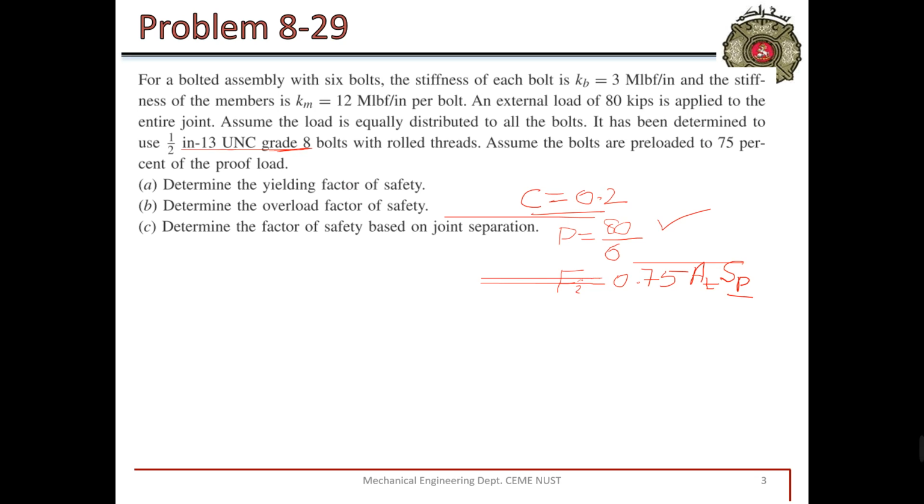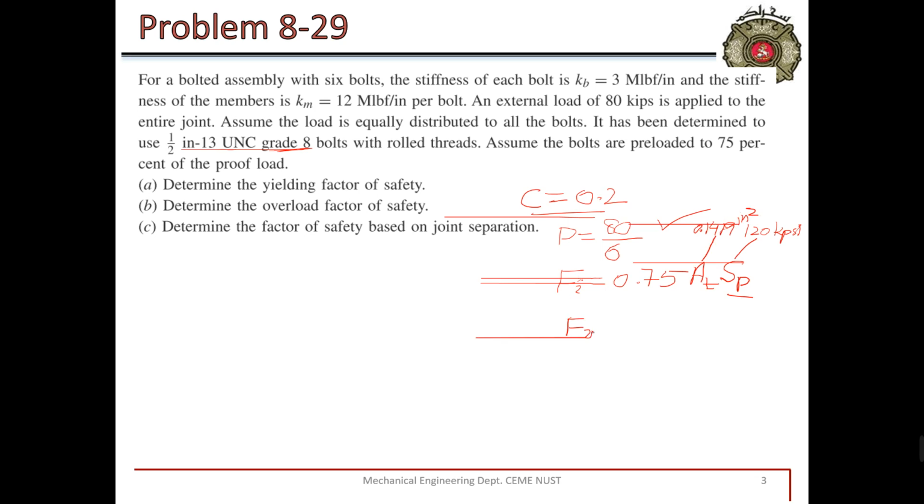8-9, 10 or 11. You can see the value of Sp from there, which is given as 120 kpsi, and the value of At for half inch bolt. The value of At can be seen from the table, which comes out to be 0.1419 inch square. So we have all the values. We can calculate Fi. So Fi comes out to be 12.77.